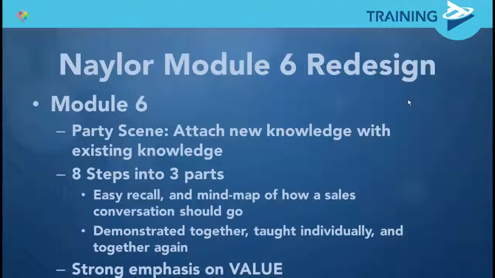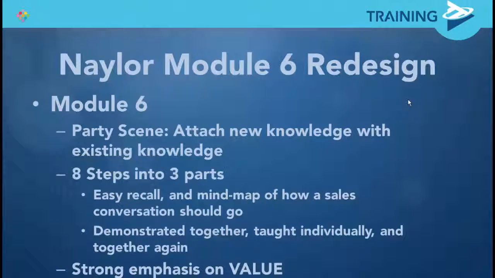And so the way we're going to be doing that is we're going to start out in Module 6 with a party scene. The goal is to start with something that everyone would know about and to build off of that. We want to use existing knowledge. We will be taking those 8 steps. We're not getting rid of them. We're breaking it into 3 distinct parts, and we'll talk about that.